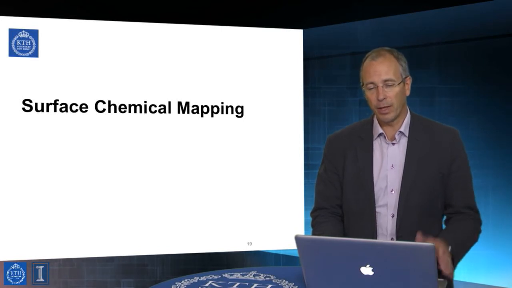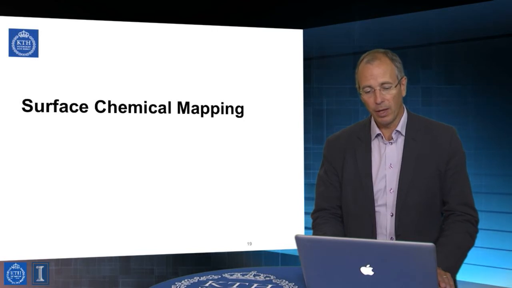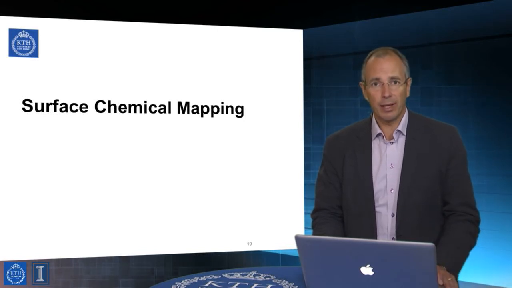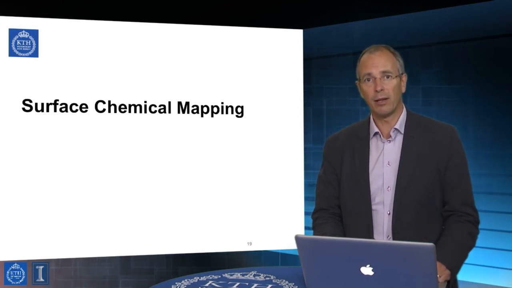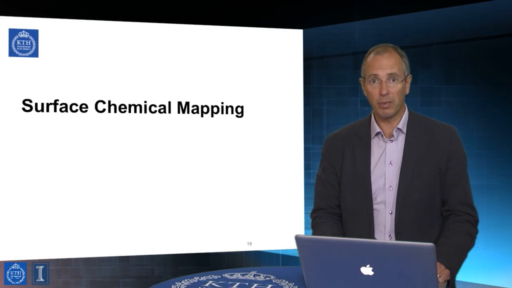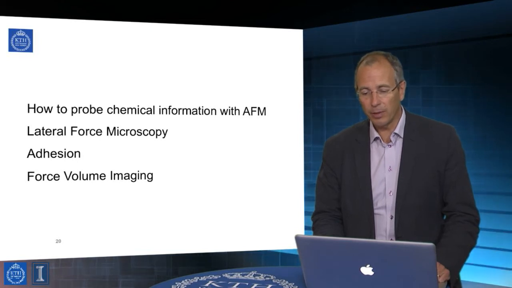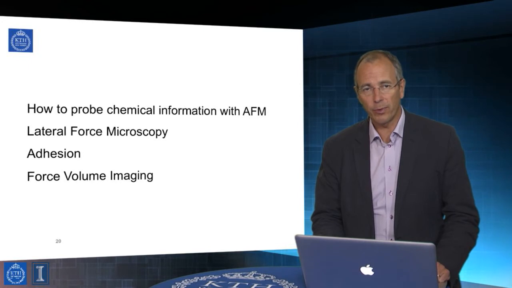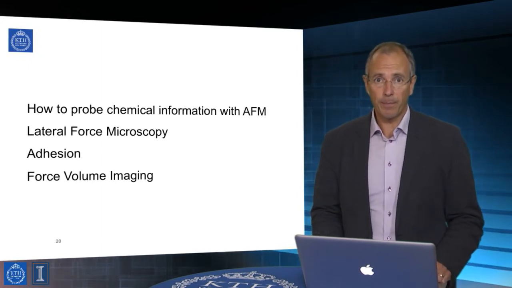But sometimes we actually want to get information about the chemistry of the surface. And in general, the AFM is perhaps not the primary tool for that sort of information, but we can nonetheless extract some important chemical contrast of the surface. So let's talk very briefly about how to probe chemical information with AFM, and we'll talk primarily about lateral force or friction force microscopy. Adhesion is quite an important giveaway.